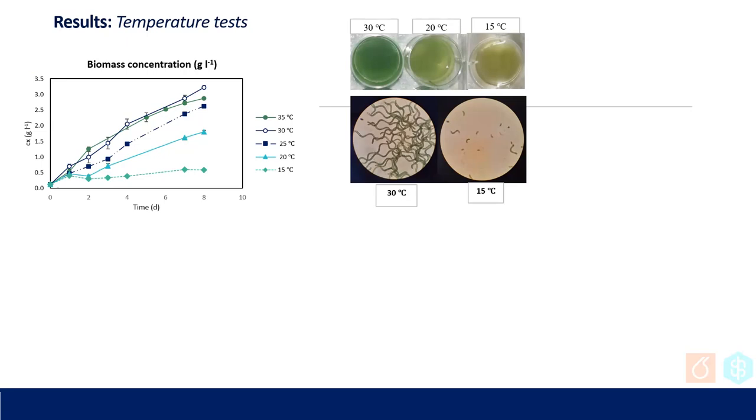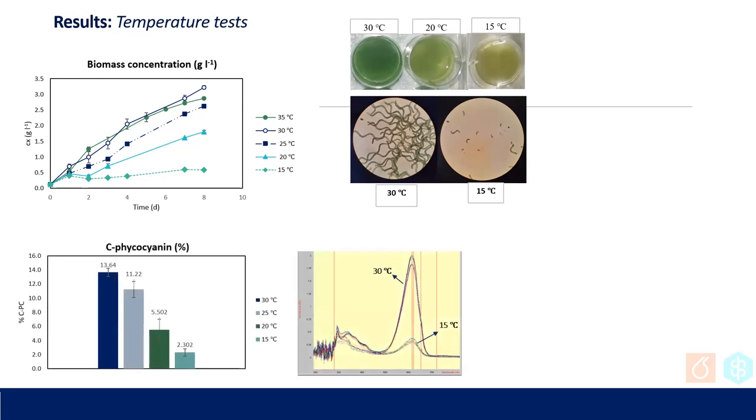She doesn't like cold weather, like me. However, we can see that at 25 degrees, spirulina is growing pretty well. And when we look at the phycocyanin content, we can see that between 25 degrees and 30 degrees, the phycocyanin content is quite okay, it's similar. Of course, it's a little bit less at 25 degrees, but it's still pretty good. And actually, this is great because we don't really have to use much energy to heat up the whole cultivation process.